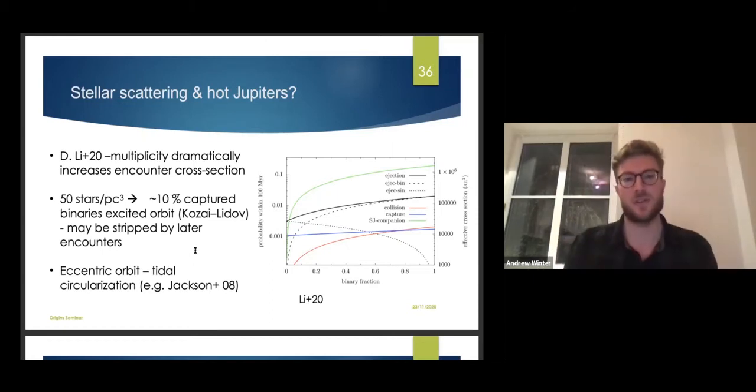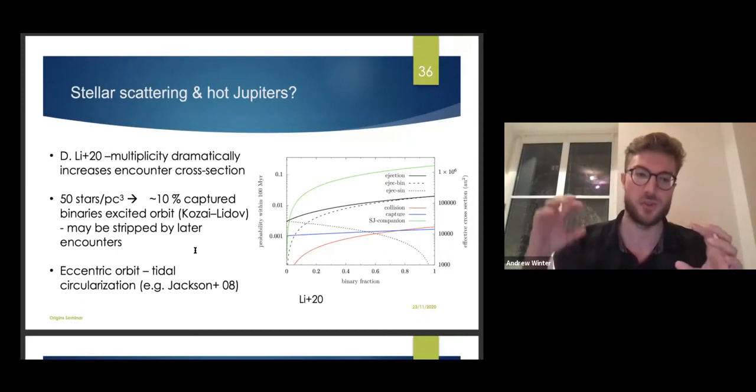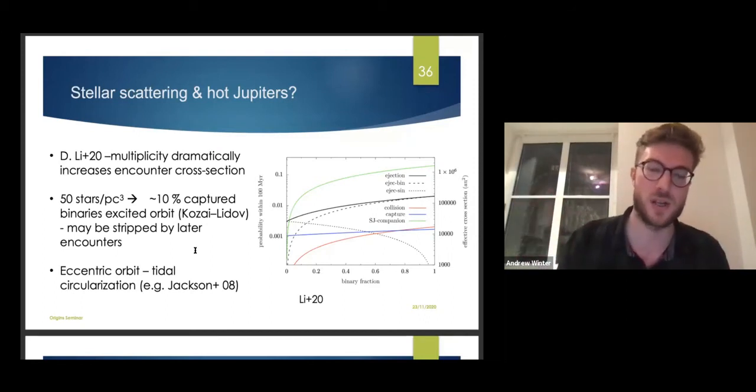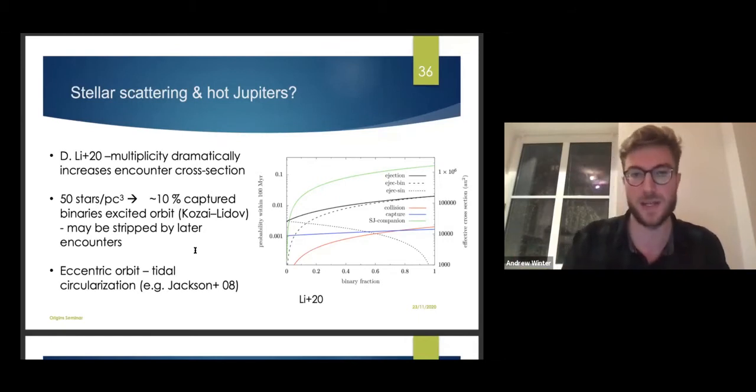So once we have an eccentric orbit, you can appeal to something like tidal circularization, which you expect due to the Jupiter raising tides on the host star. This tidal circularization can then result in a migration of the orbit inwards, and you can end up with a hot Jupiter.